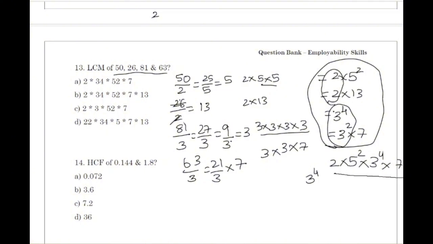Okay, does this match anywhere? Yes, it matches. See here, 2 to the power of 3 by 4 into 5 by 2 into 17, 13. So let us put it in order: 2, 3 by 4 into 5 by 2 into 17 into 13. Okay, so that gives the answer B.